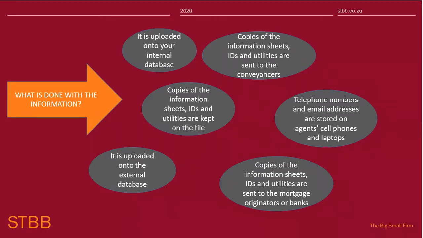You obviously keep physical copies of the information and the information sheets, IDs and utilities in a physical file. You share the information sheets, IDs and utilities with your conveyancers. You send and share copies of all the client's information and the sheets on which they completed the information to the mortgage originators or banks. And you've never really considered the fact that the telephone numbers and email addresses, and possibly inside the emails, where clients have emailed you a PDF copy of his or her ID book, you therefore also keep copies on your devices. And the device is independent of your brand's internal database.